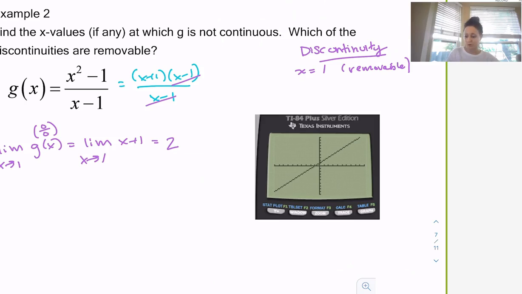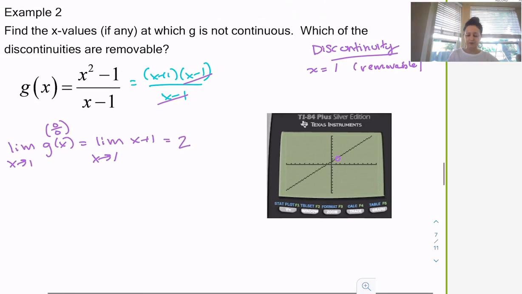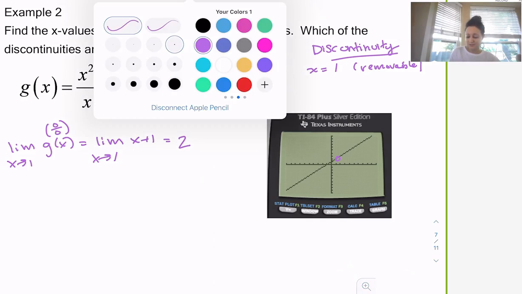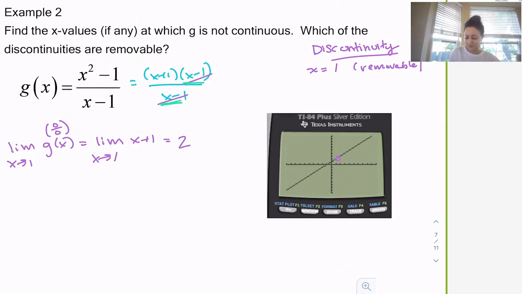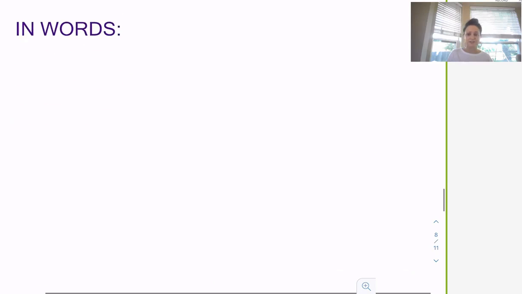So I do have a hole at 1, 2. Again, you just won't be able to see it on a graphing calculator. All right, another thing I wanted to point out was this discontinuity was removable in a sense because I'm able to remove the factor associated with x equals 1, correct? So let's go ahead and put that in words together.